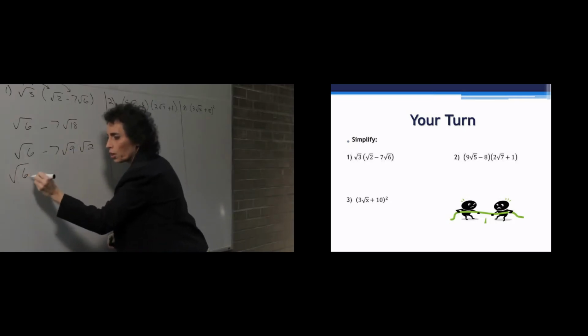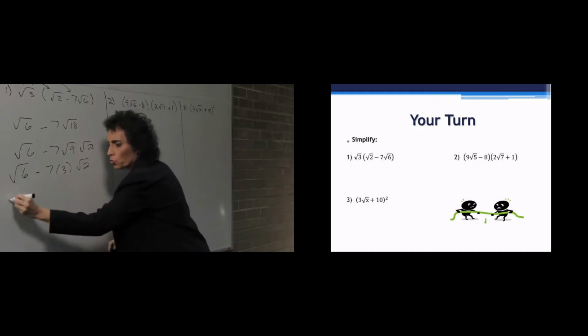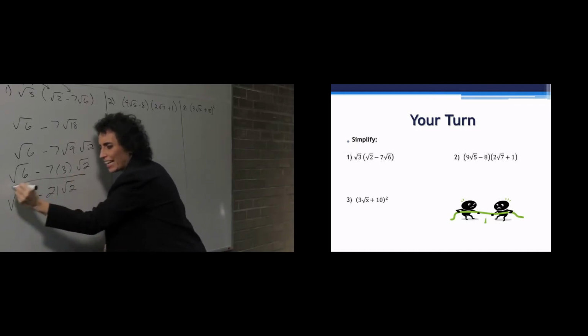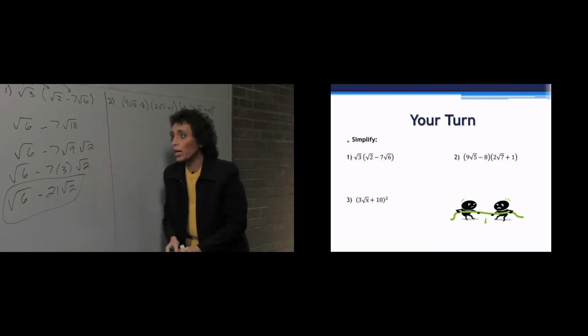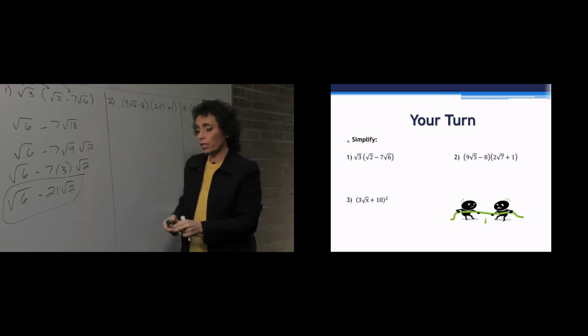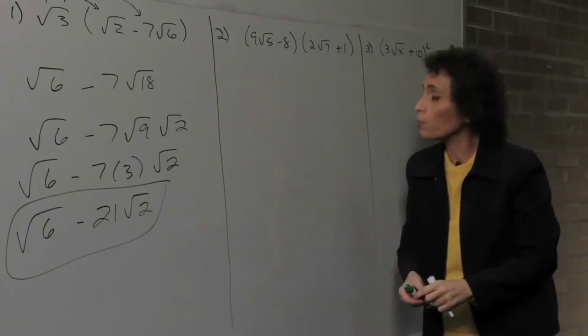Square root of 6 minus 7, this is times 3 square root of 2, square root of 6 minus 21 square root of 2, cannot be simplified because I do not have like radicals. So I'm done. I hope that went okay. And I'm telling you, I think the perfect square list is really, really helpful. And right after this slide, I will tell you what I would probably do to help you with that.